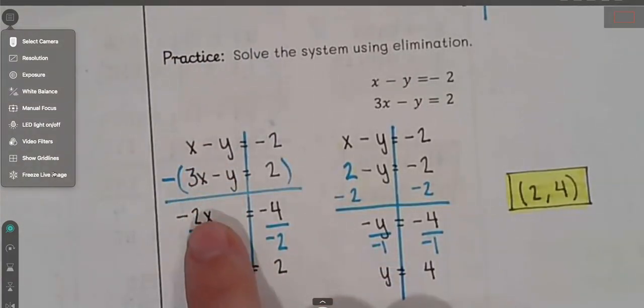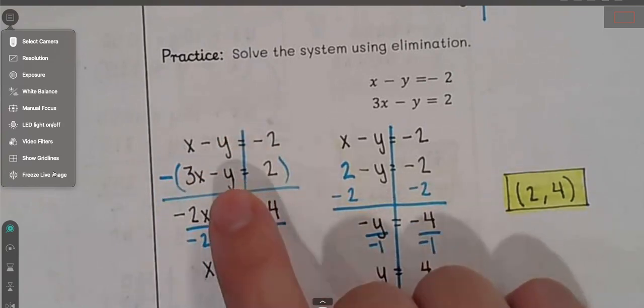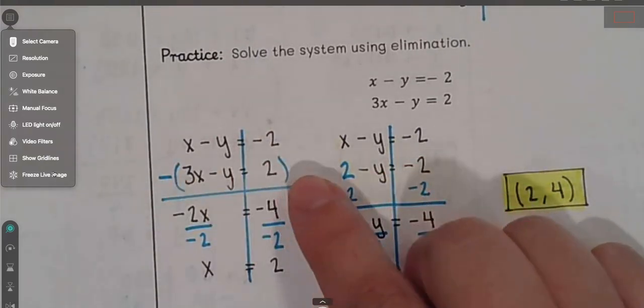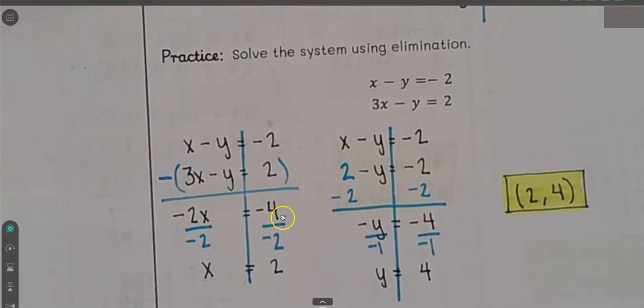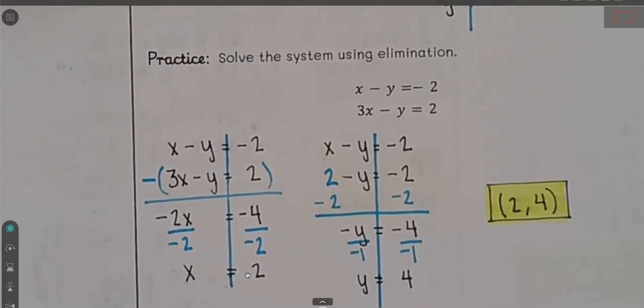Okay, when we subtract, x minus 3x is negative 2x. Negative y minus negative y is 0. We've eliminated a variable. Yay. Negative 2 minus 2 is negative 4. From here, we're going to divide both sides by negative 2. Negative 4 divided by negative 2 is positive 2. I think that's where you guys went wrong. You got a negative 2. No problem. That's a small mistake.